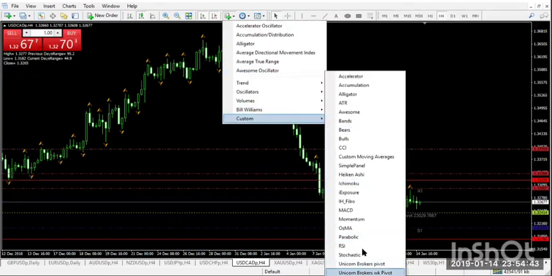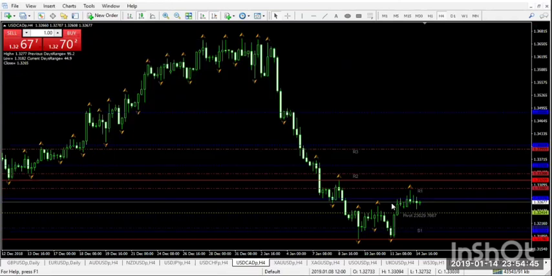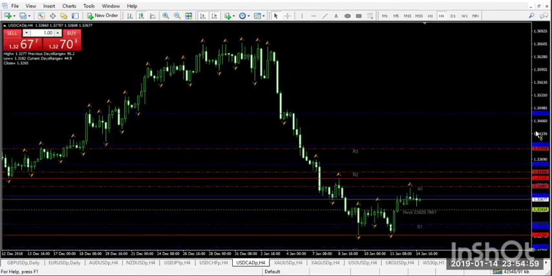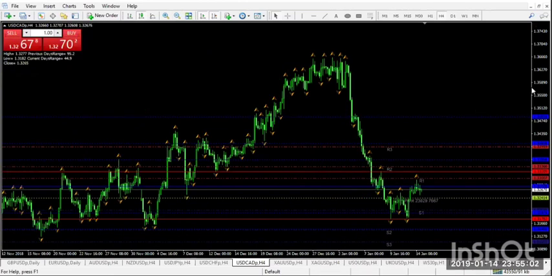It identifies the weekly pivots. The weekly pivots get updated once a week. It has the central pivot, R1, R2, R3 and S1, S2, S3. Exactly the same.